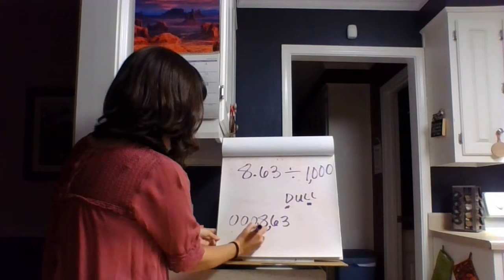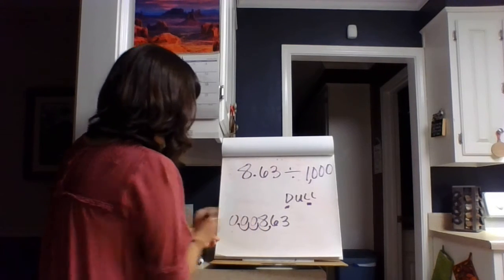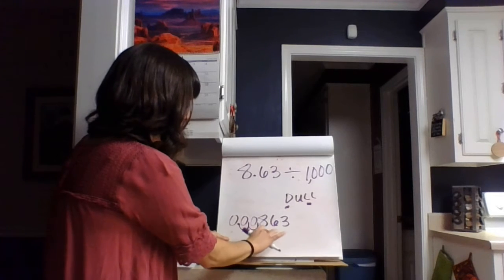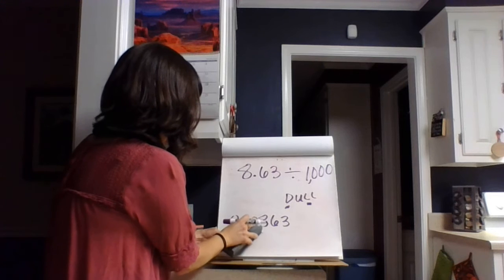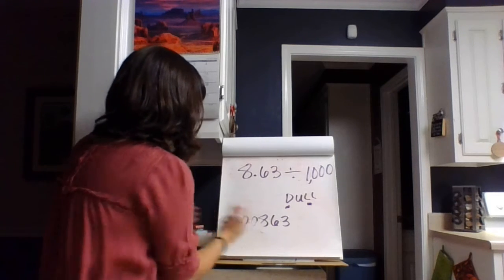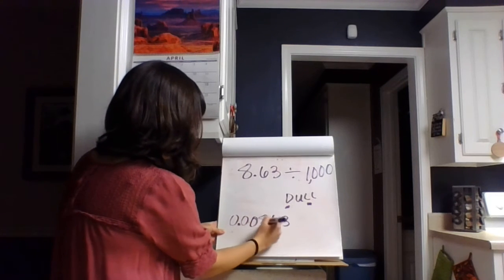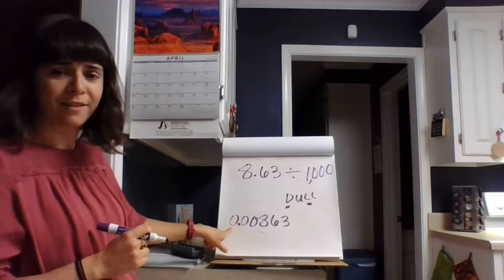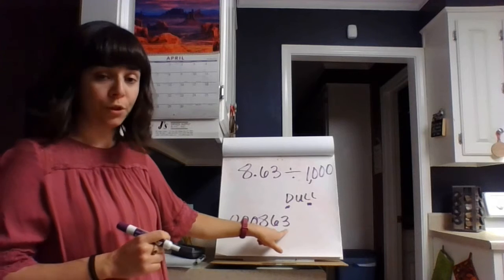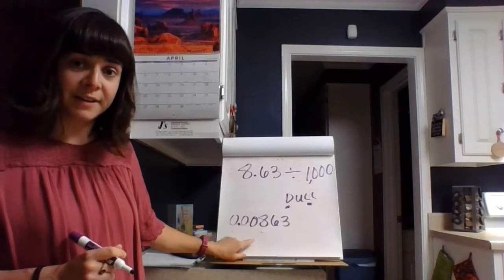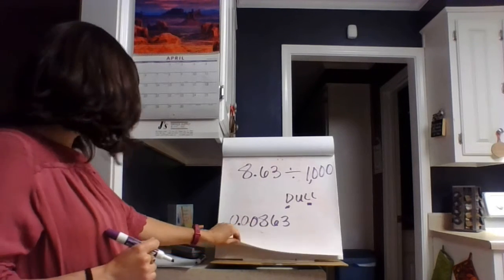So I can just go 1, 2, 3. Here's my decimal. If I moved it, that means this one is no longer there. And then I can take away all those little loops and rewrite my number. Goodness, it's a little sloppy, but hopefully you can see that. 0.00863 would be the answer after you divide. So this is my answer for Tuesday number 2.